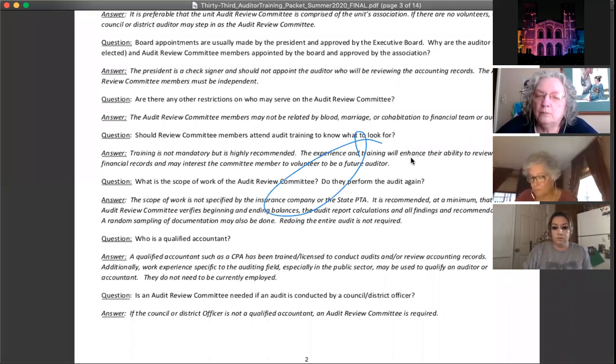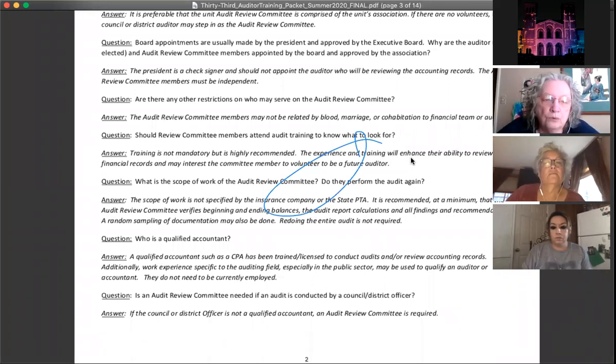So at a minimum, the review committee does not have to redo the audit. They could, at a minimum, verify the beginning and ending balances and any calculations, and then review the findings and recommendations if there are any. It would be nice to maybe get a second opinion of the findings and recommendations. They may do a random sampling if they like, but they do not redo the entire audit.